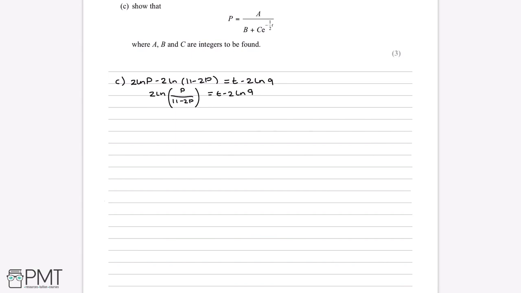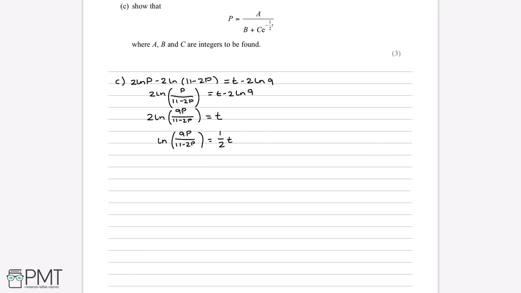So now, if we add 2 log 9 to both sides, we can use another law of log that states that if we're adding two logs together, we can multiply the numbers. So we can multiply this whole thing, and 9. And this fraction, p over 11 minus 2p, multiplied by 9, gives us 9p over 11 minus 2p. And this is still equal to t. And now, if we divide both sides by 2, so we can have the log on its own, we have log 9p over 11 minus 2p is all equal to a half t.